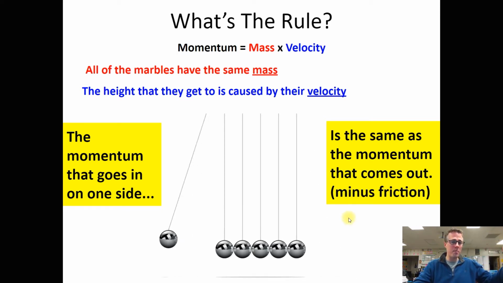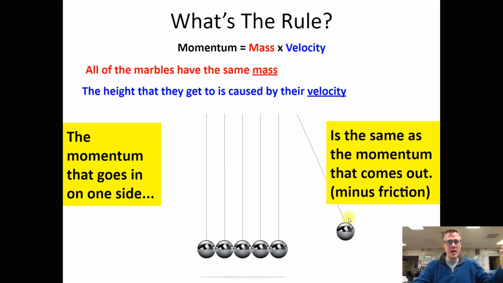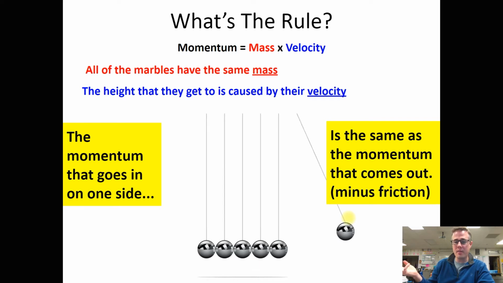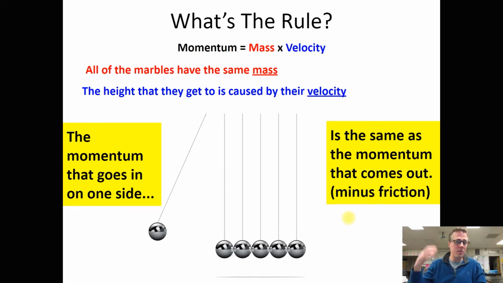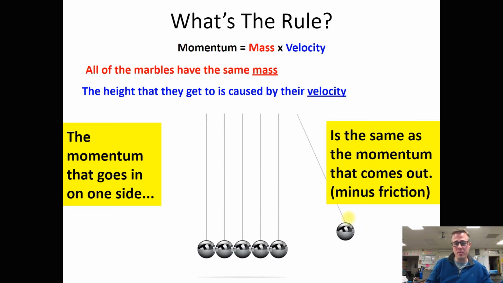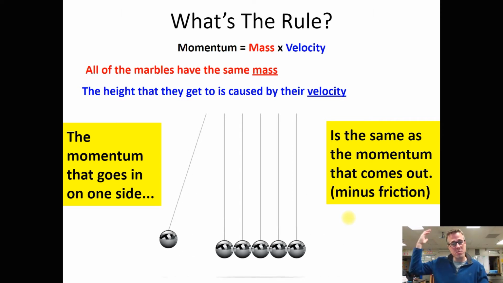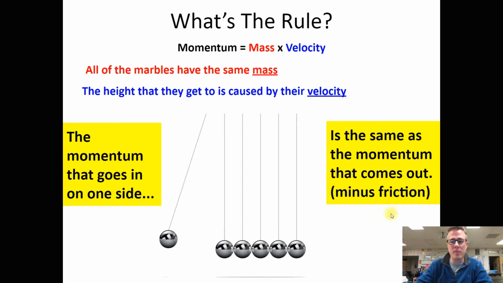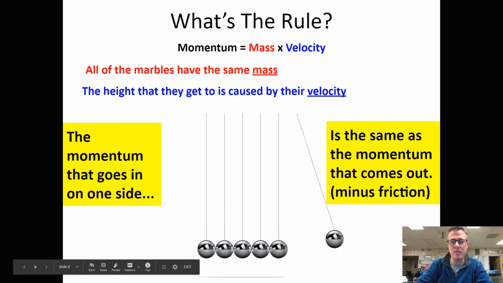So if you drop 1 marble from normal height, you're going to get 1 marble from normal height on the other side. Whatever momentum went in was the same that came out. If you drop 2 from really high, you're going to get 2 on the other side. Let's check to see if this works for some stranger situations.